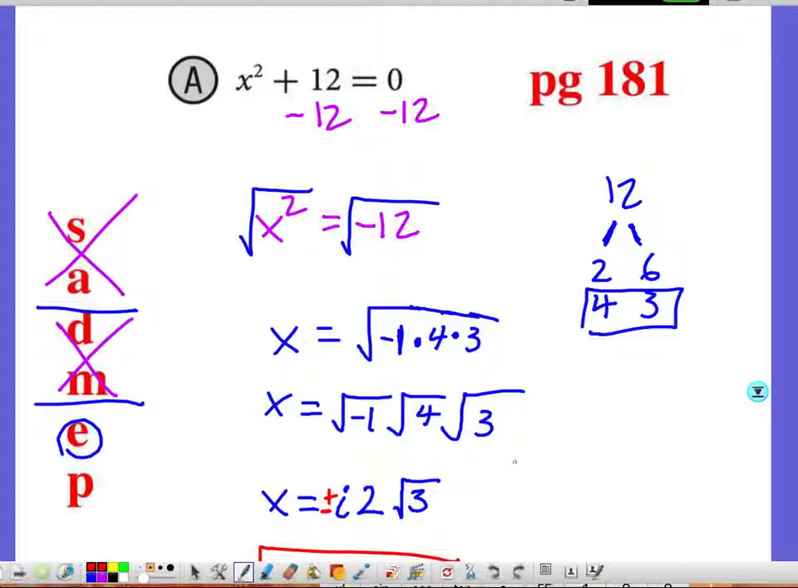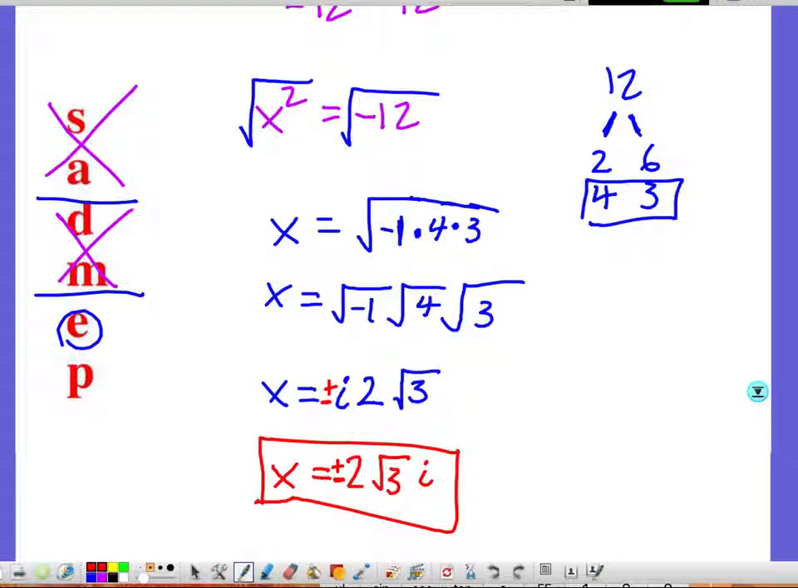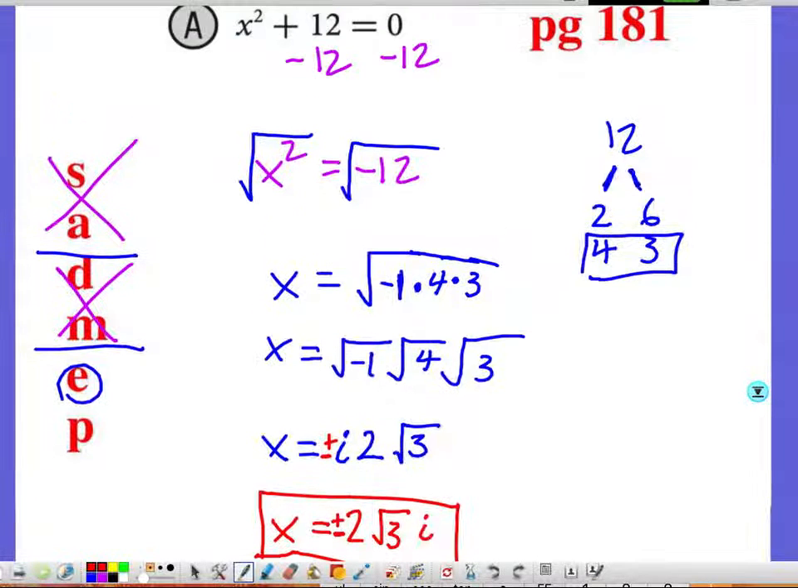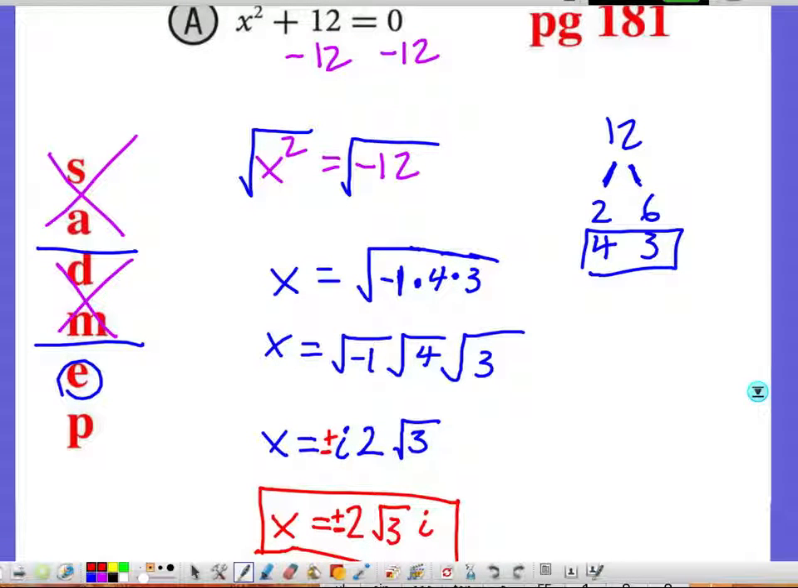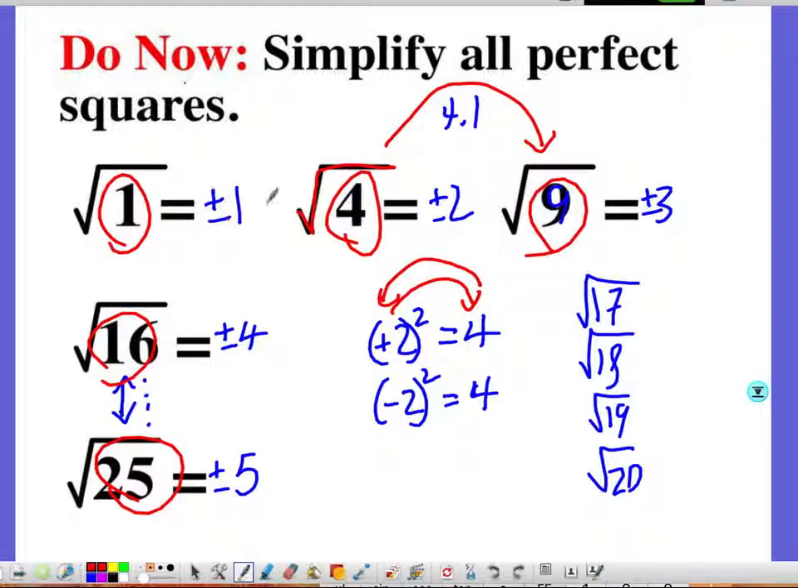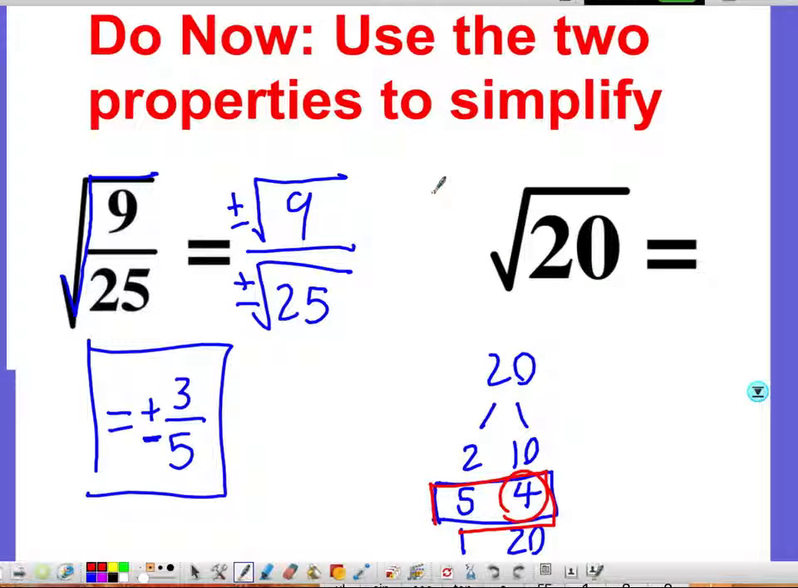Alright. So we learned 3 important things. Let's review those 3 important things. The first thing is that whenever you take a square root, if it's a perfect square, you're going to get a whole number, and every time you take a square root when you're solving, you always have plus or minus. That's the first thing. The next thing that we learned is the quotient property and the product property.